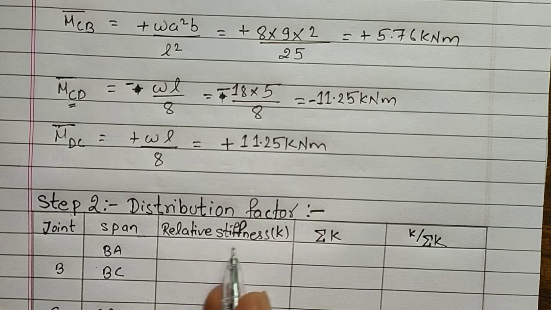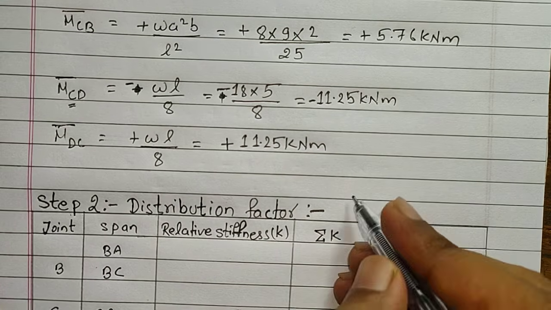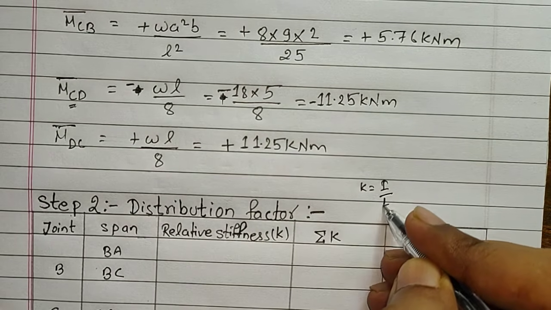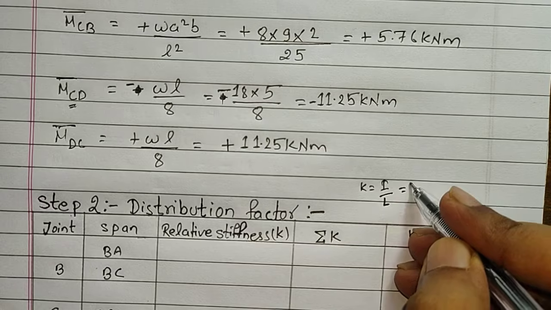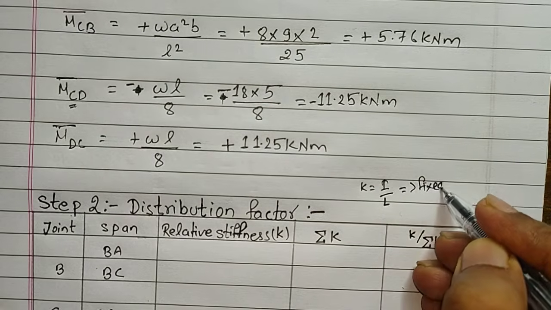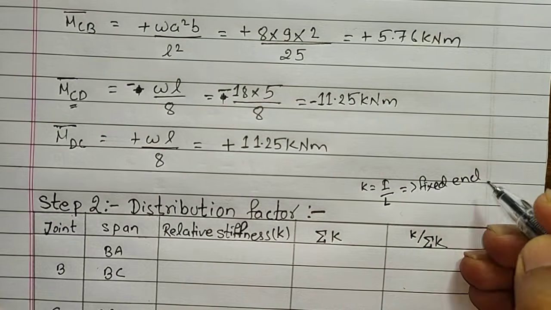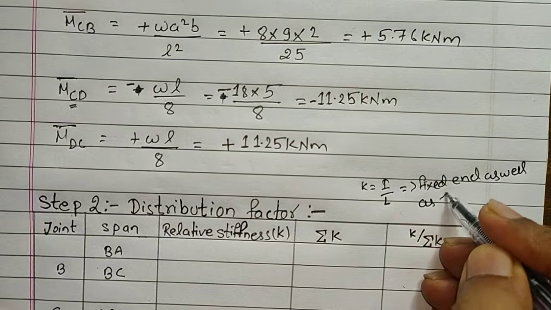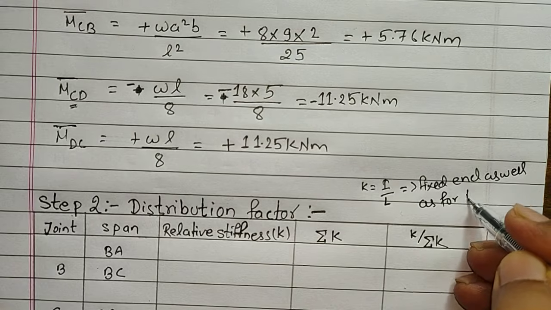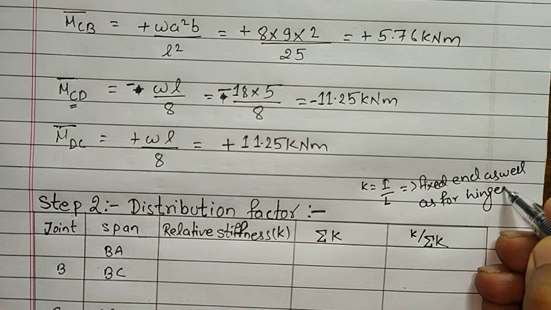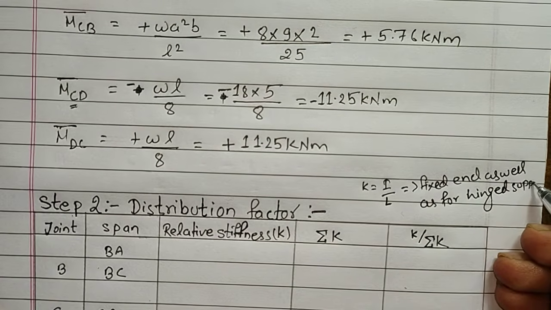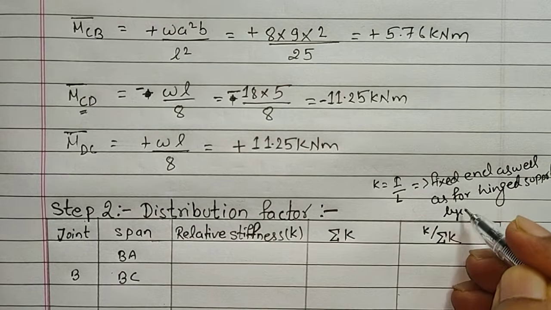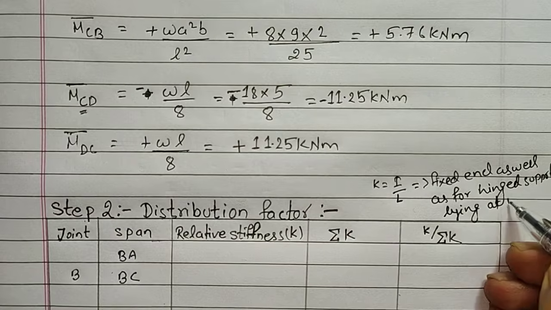Now we need to take the relative stiffness, and relative stiffness K is given by I by L for fixed ends as well as for hinge support lying at intermediate place.